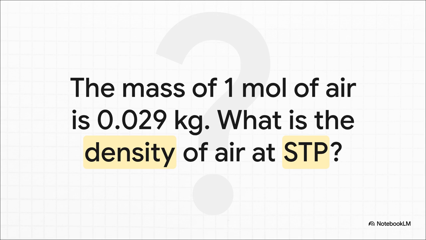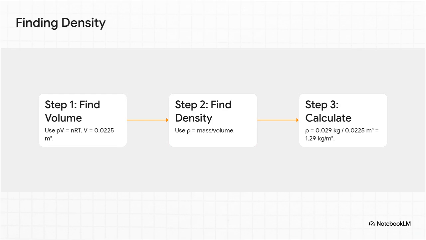This one is really cool because it forces us to combine the ideal gas law with another fundamental concept, density. We're given the mass of 1 mole of air, and we need to find its density at standard conditions. This is really a two-step problem. For step 1, we use the ideal gas law to find the volume of 1 mole of air, which we already know is 0.0225 cubic meters.